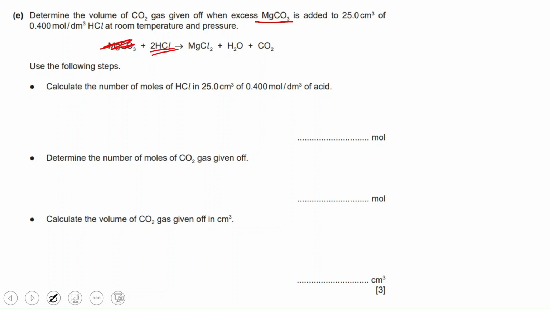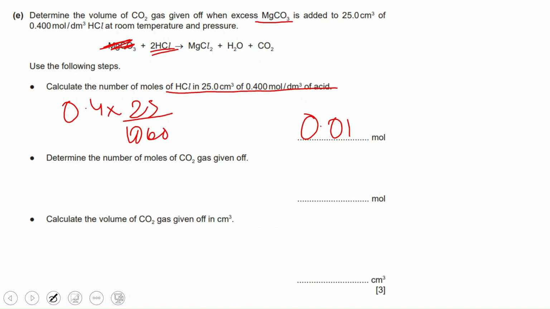Now, this formula over here, which we need to use is, because HCl is in liquid form, we're going to use N is equal to CV, or C is equal to N by V. So if C is equal to N by V, then N is equal to CV, right? Moles is equal to concentration into volume. The concentration we have been given is 0.4 moles per decimeter cubed, and the volume is 25 centimeters cubed. So to convert centimeters cubed into decimeters cubed, we have to divide by 1,000. So just put that in the calculator, 0.4 into 25 divided by 1,000, which is going to be 0.01.